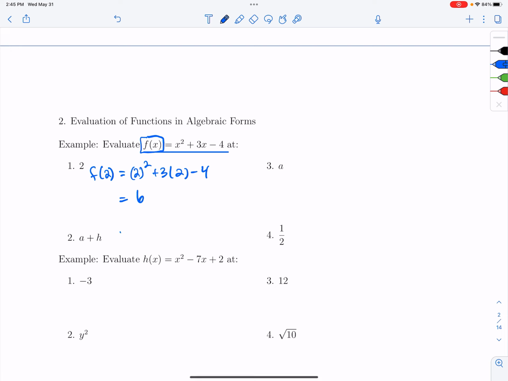The second one, I have f of a plus h. So we're going to input a plus h wherever the x is.